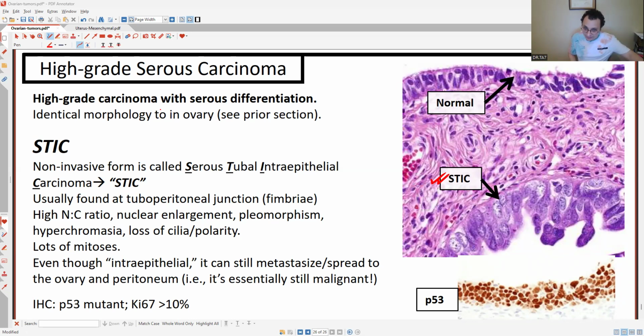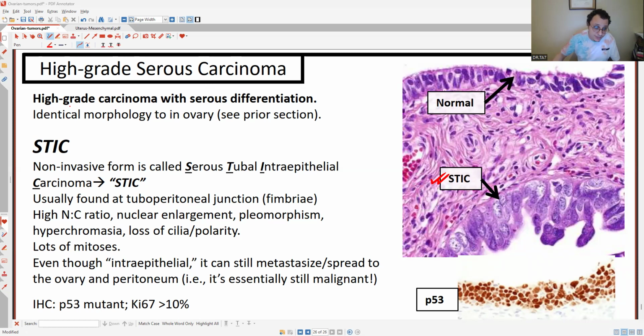Tube. I think it's always the tube. The tube is always the origin. Even if the high-grade serous cells in the tube are not invasive, even if you don't see invasion in the tubal stroma, sometimes it's there in the tube and then it makes its way to the ovary and to the endometrium. It makes its way to both sides.